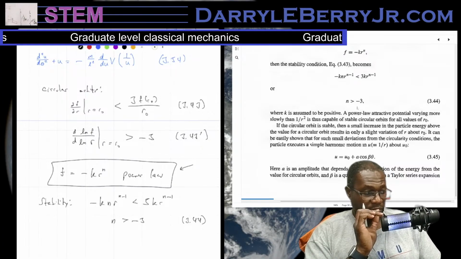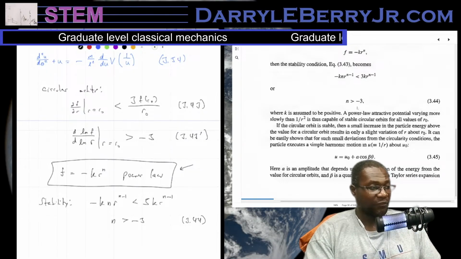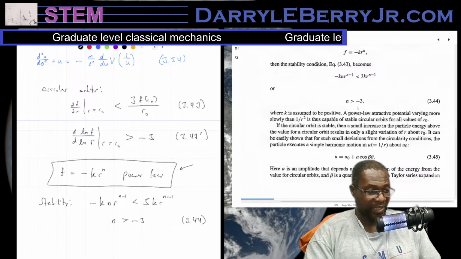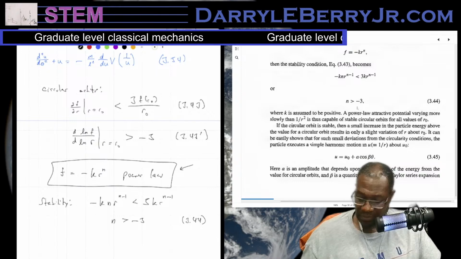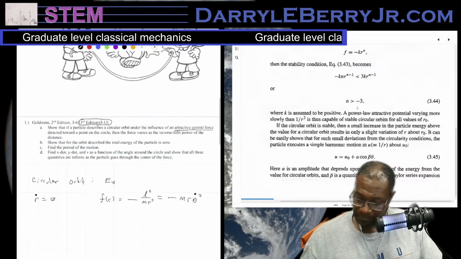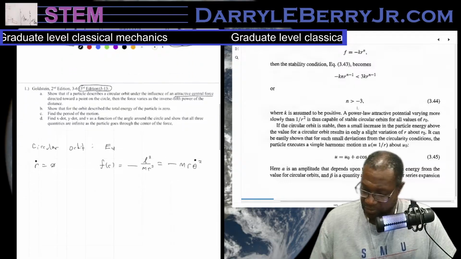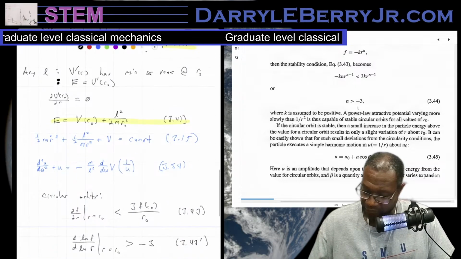If the circular orbit is stable, then a small increase in the particle energy above the value for a circular orbit results in only a slight variation of r about r naught. It can be easily shown that for such small deviations... so now let's go into the deviation thing. So let's look at the question again. We need to show that the variance is an inverse fifth power of the distance.